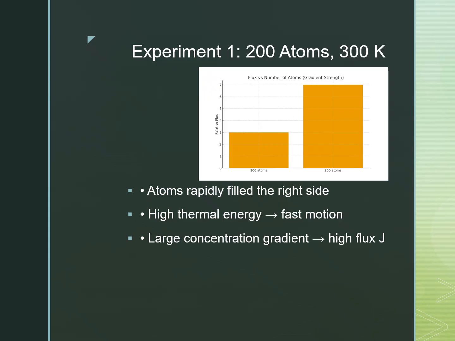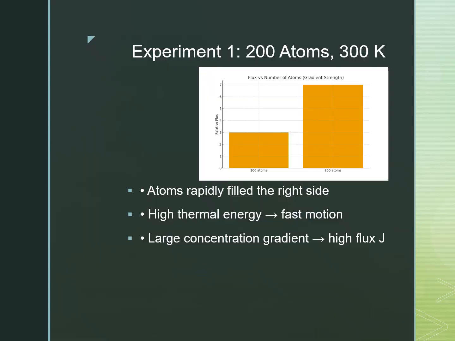In the first experiment, we started with 200 atoms at 300 Kelvin. The diffusion was extremely fast. As soon as the simulation began, atoms quickly moved from the left side to the right side. This is because the concentration gradient was very steep. The left side was packed with atoms, and the right side started empty. So the system naturally tries to spread the particles out.